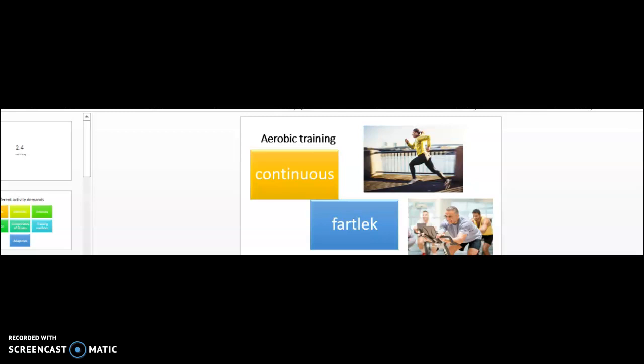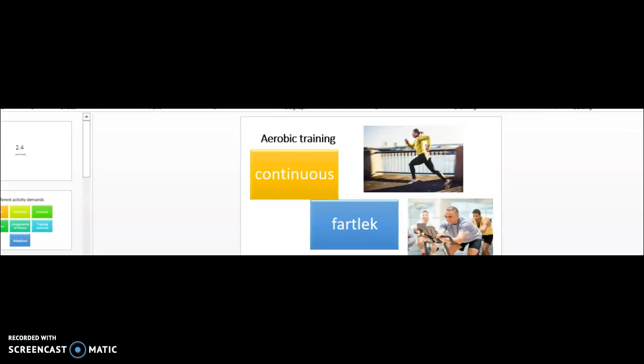Another example of aerobic training would be fartlek training. This is where, in terms of cardiovascular training, a person would perform a sprint followed by a jog followed by a walk for a sustained period of time.